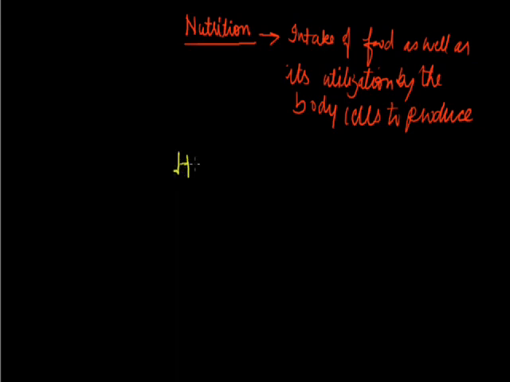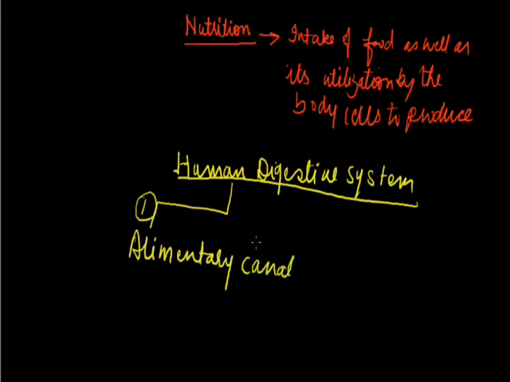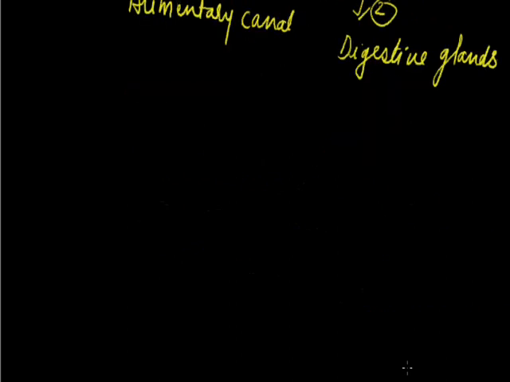Now if we talk about the human digestive system, it consists of the following things. First, it is made up of the alimentary canal, a long tube which runs from mouth to anus, as well as this alimentary canal is associated with digestive glands. Now, the digestive system is a group of organs and associated digestive glands. It takes part in ingestion of food, its crushing, digestion, absorption of digested material, and egestion of indigestible material.